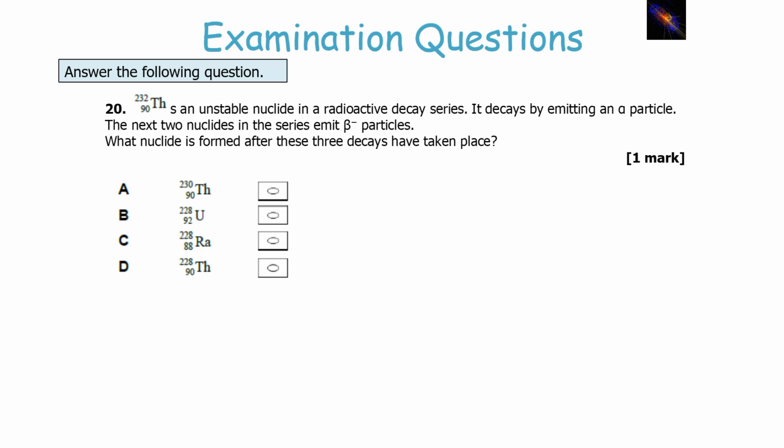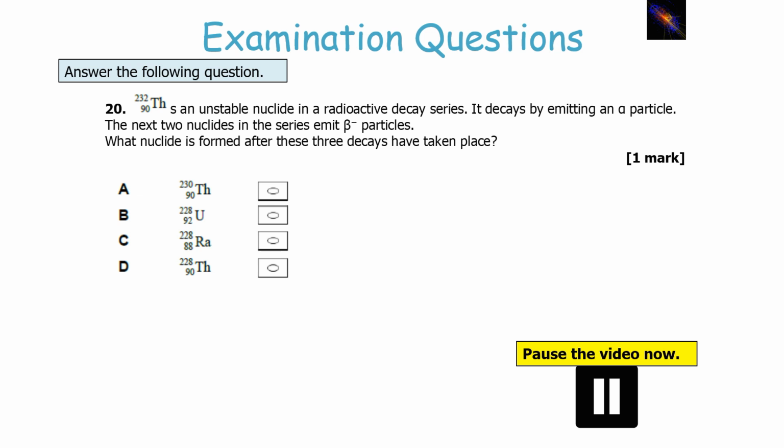So next question. Thallium is an unstable nuclide in a radioactive decay series. It decays by emitting an alpha particle, and the next 2 nuclides in this series emit beta minus particles. What nuclide is formed after these 3 decays have taken place? So pause the video now, then unpause the video when you want to go through your answer.